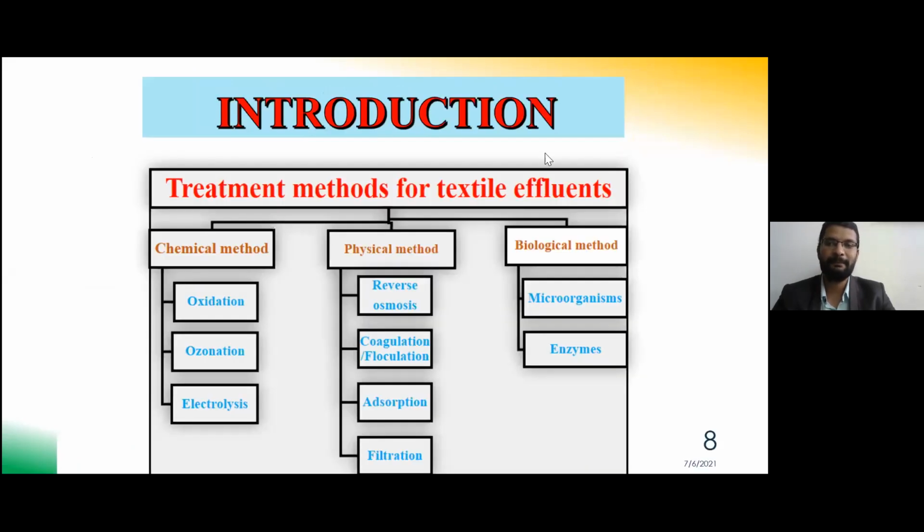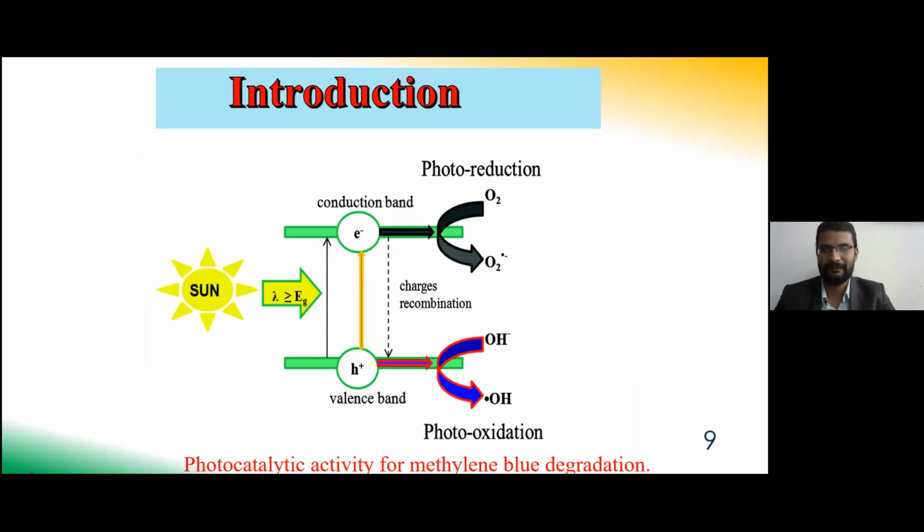Here we have different methods for treatment of that effluent: chemical, physical and biological methods. In chemical methods, we have oxidation, ozonolysis, electrolysis. In physical methods, we have reverse osmosis, coagulation, adsorption, filtration. In biological methods, we have microorganisms and enzymes. By using these, we can treat the effluents. But these methods are very costly, so we try to go with photocatalysis.